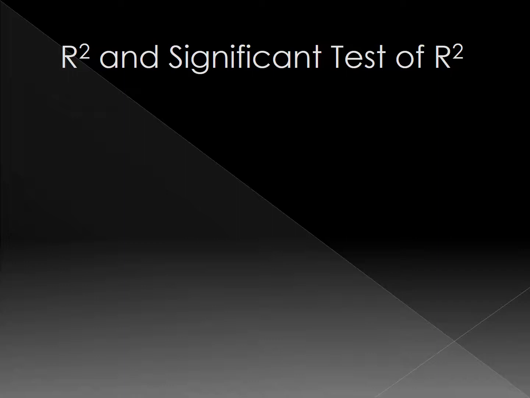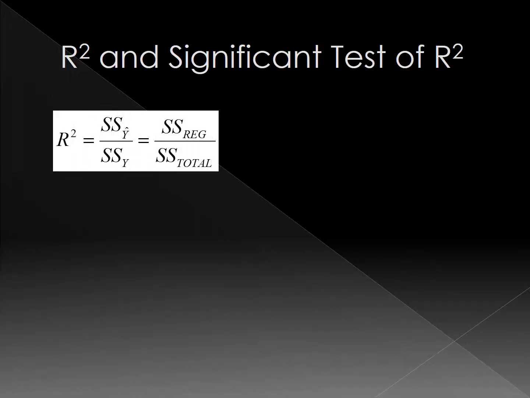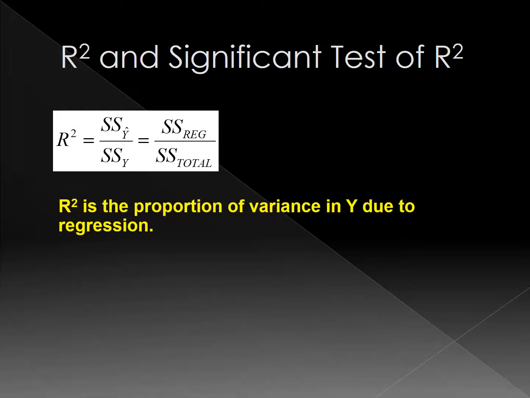It is a very important figure, 0.714. Let's see what R squared tells us. R squared is the ratio of SS regression and SS total. In other words, it is what percentage of the variance in y is predicted by x. So R squared is the proportion of variance in y due to regression, or due to x.